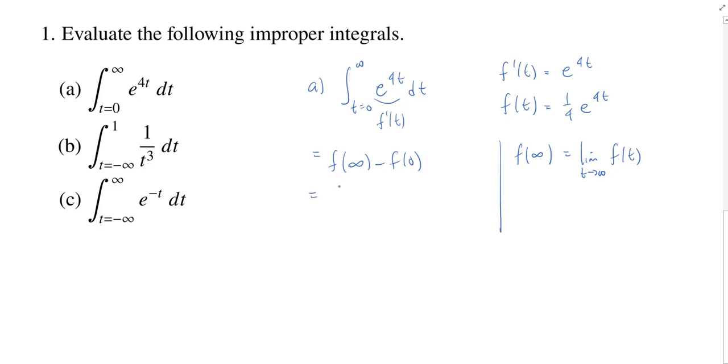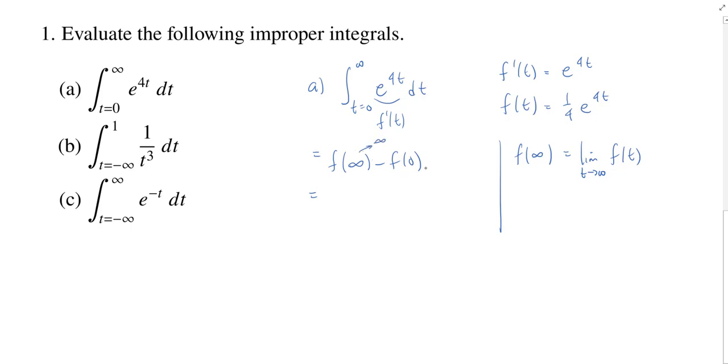All right, so what is happening as t goes to infinity in our function? Well, okay, this 1/4, that's not doing a whole lot, but now we have this exponential. And this is not exponential decay. This is exponential growth. As t goes to infinity, this exponent goes to infinity, this exponential goes to infinity. Ooh, we divided by 4. Yeah, still going to infinity. So this is going to go to infinity.